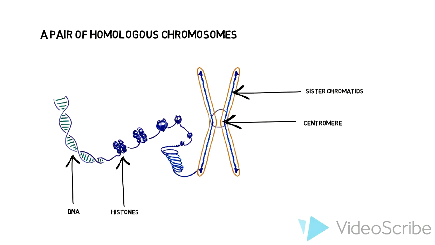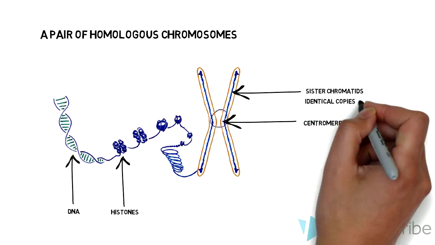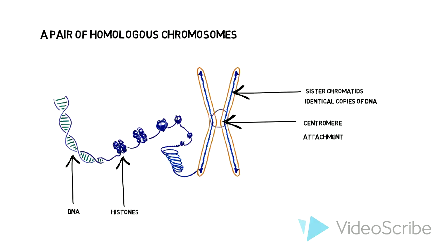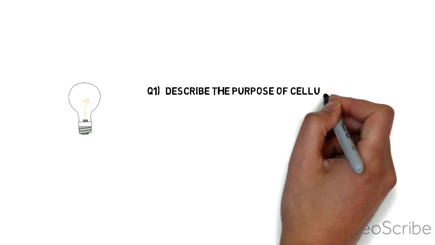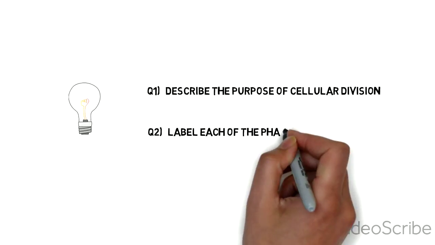Let's do a quick recap. Cells spend 90% of the cellular life cycle in interphase, where growth and DNA replication takes place. The other 10% of a cell's life cycle is spent in mitosis, cellular division, which aids in replacement, growth, and asexual reproduction. Chromosomes contain specialized proteins and identically replicated DNA. A chromatid is the identical copy of DNA, and the centromere is the attachment point of the microtubules during mitosis. Now pause this video and see how you go with the following questions.